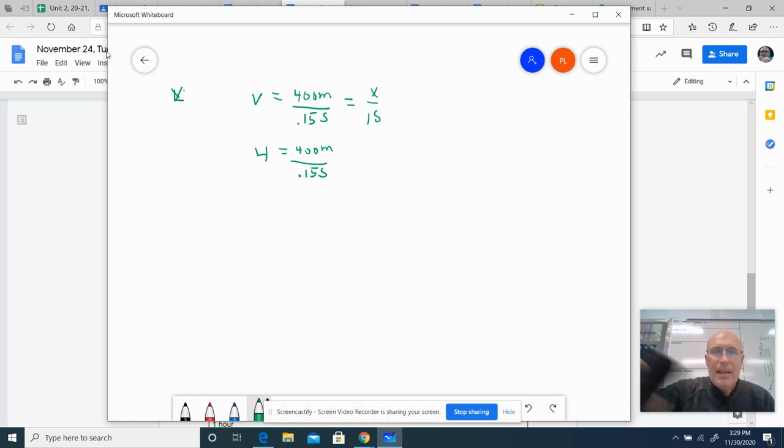So I'm going to grab my calculator and just take 400 divided by 0.15, and that gives me a velocity of 2666.7, and I'm just rounding to the ones digit: 2667 meters for every 1 second. Okay, there's our answer for velocity.